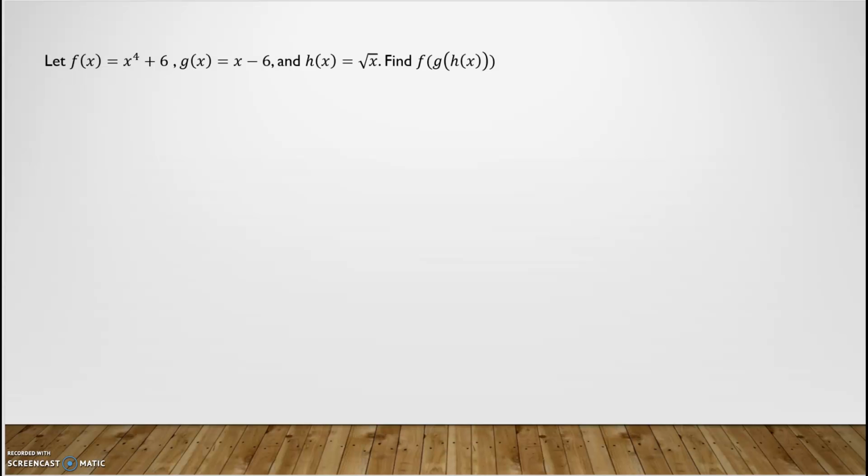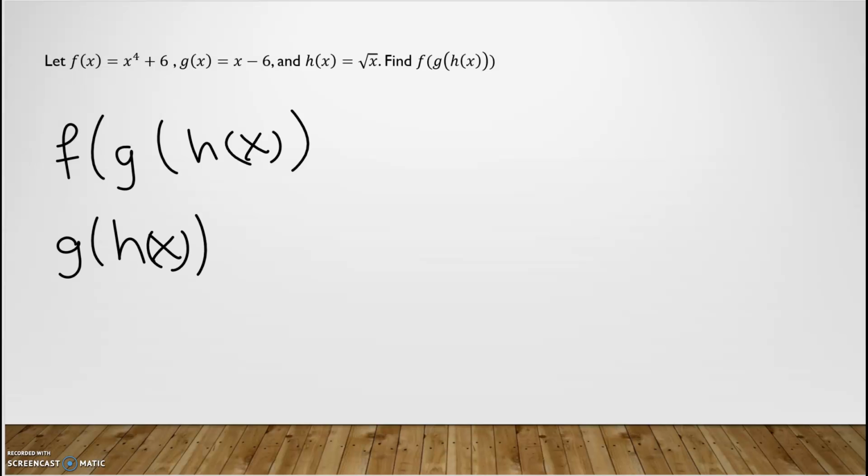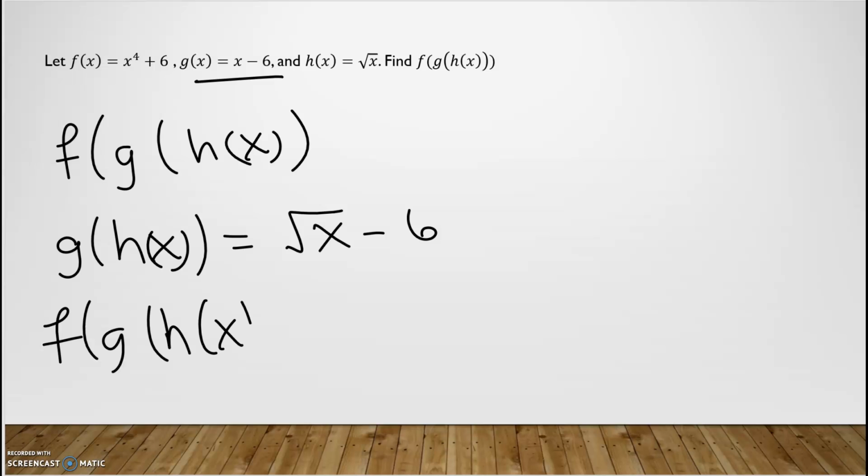Okay, so now look, we've got 3. We've got f of x, we've got g of x, and now we've got h of x. And we're looking for f of g of h of x. So I'm going to put h into g, and then I'm going to put g of h of x into f. So first off, let's look at g of h of x. It's not going to be x minus 6. It's going to be the square root of x minus 6.